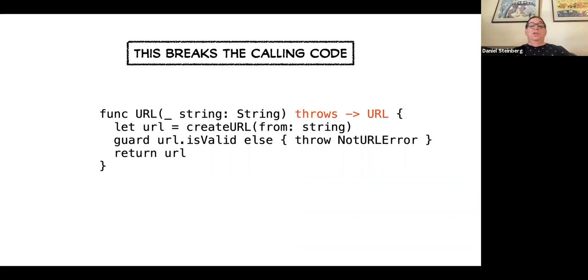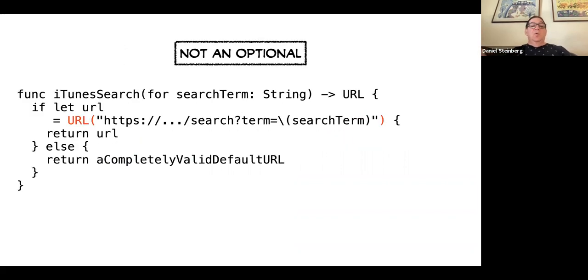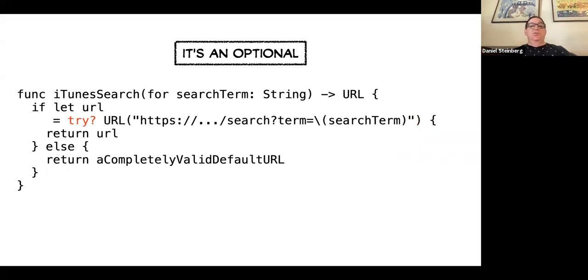The calling code was expecting an optional. And so what do we do in the calling code? Well, URL is no longer an optional. I can't if let it anymore. It either throws an error or it returns a valid URL. I can turn it into an optional. I can ignore this throwing bit and I can turn it into an optional using try ?. And so you can see that that's that bridge between errors and optionals. I can turn any error throwing into an optional using try ?.